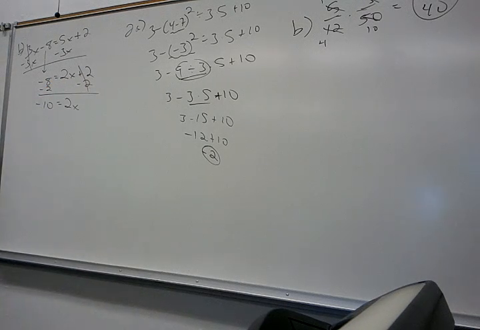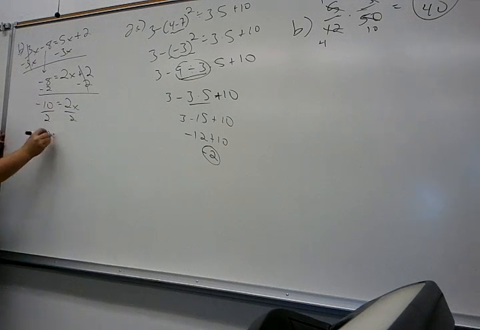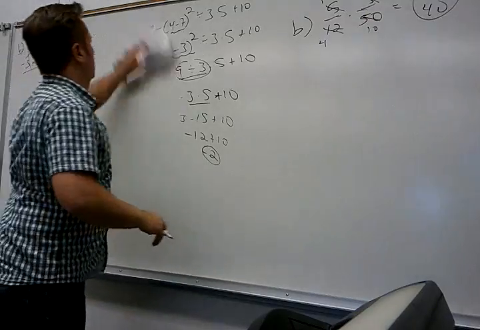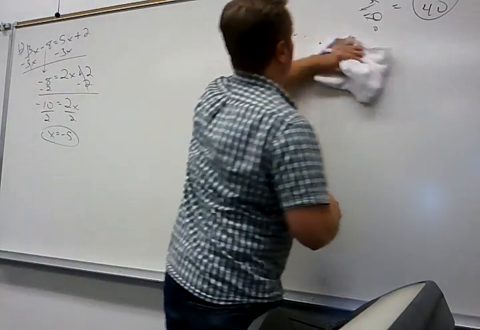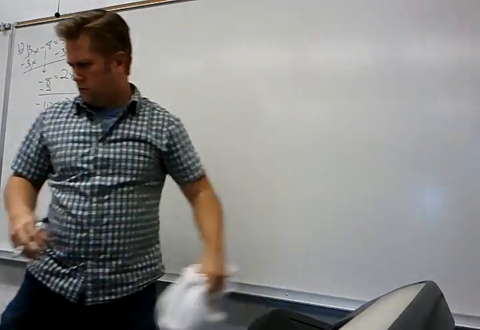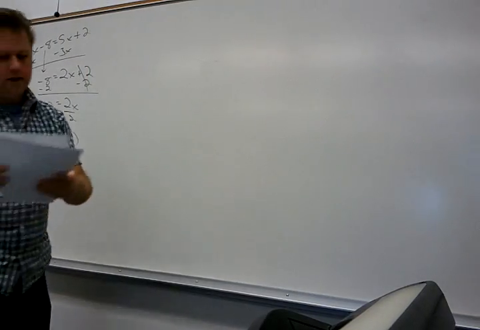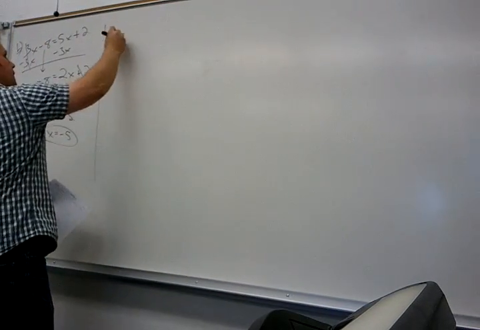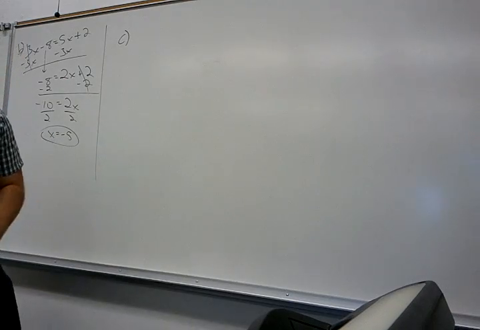And then the last step is almost always divide by 2. Divide. X equals 9 minus negative 5. Cool. Oh yeah, this is the one. Yeah. I'll do this 2 different ways.